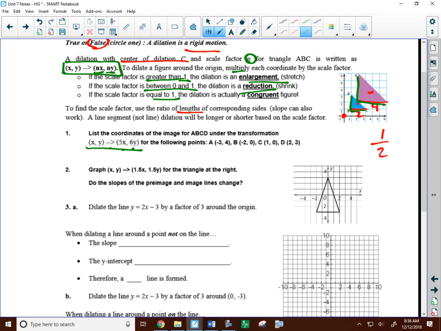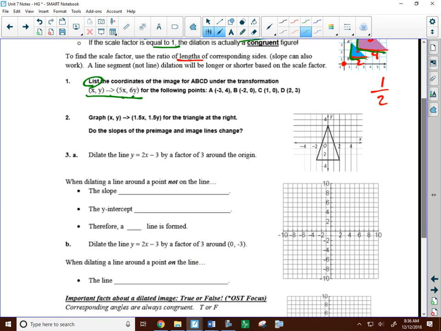Okay, any thoughts before we try a few? Let's try number 1. List the coordinates. Just list. Do not graph. Or you can graph if you want. List the coordinates of the image under the transformation xy goes to 5x, 6y. Let me tell you, most of the time it's 5x, 5y. It's like the same number. But I threw this one in here like this, because I have seen it before with sometimes different numbers.